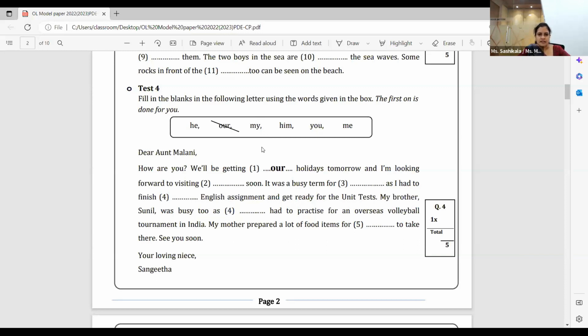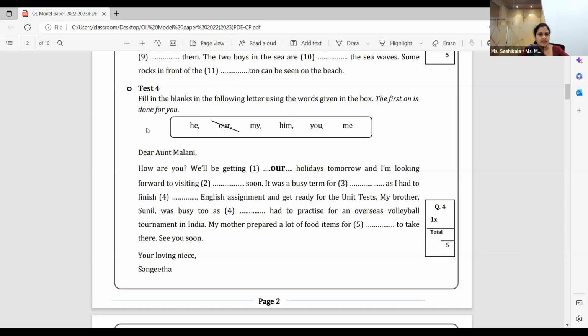So this is the text given. I think you can remember the pronouns given in the box, and while you were reading the text given here, I think the words come to your mind to fill in the blanks. Right. Now here you have to write the words. Let's start from the beginning.